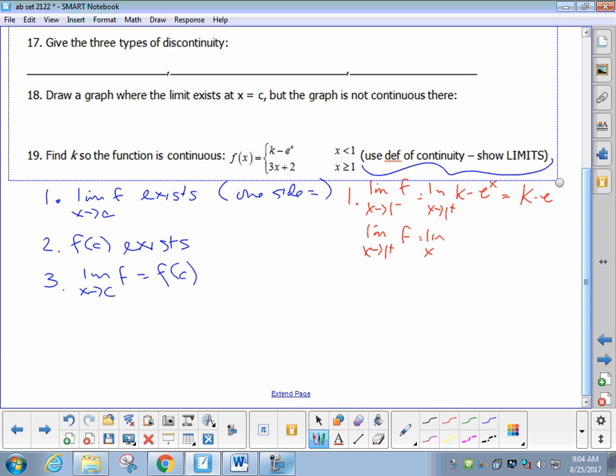is using the other branch, which is 3x plus 2. It's pretty common in piecewise that you don't just call it f, you stay at f, you then go to, hey, this is the branch I'm using. And at 1, this would approach 5. Do you agree? This would approach 3, but then approach 2. Right? All right. Now, if the limit exists, then these two have to be equal. So if I want to make this continuous, I need to set k minus e equal to 5.